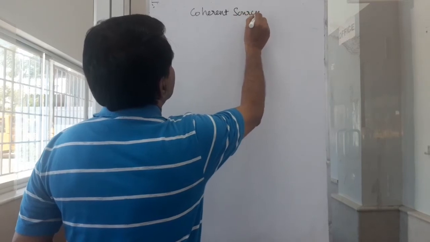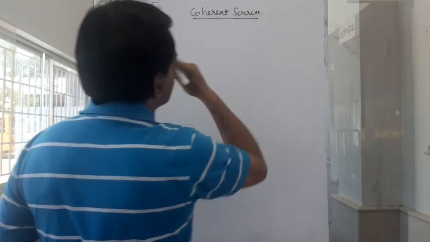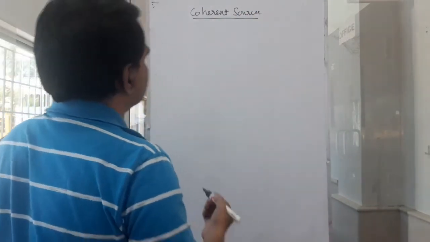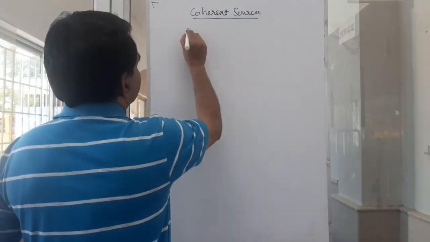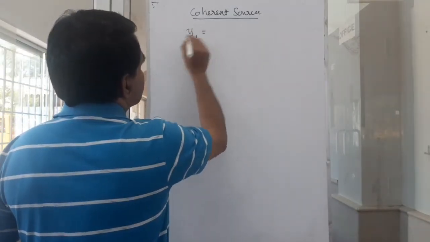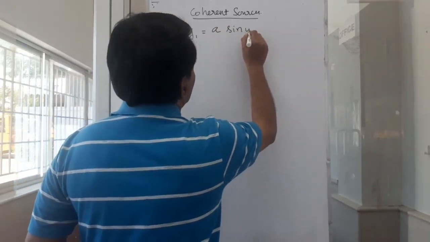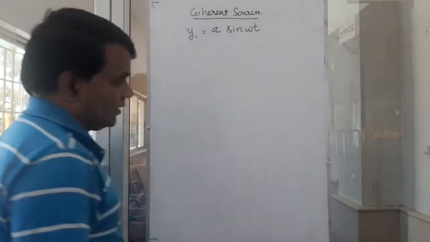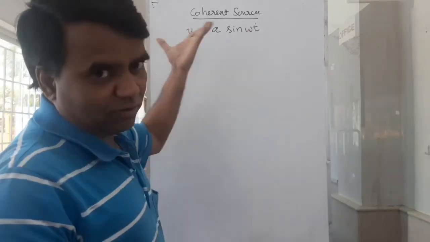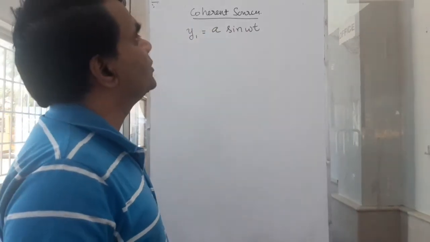Coherent sources. So let us say the first one is y1 equal to, say, a sine omega t. That's the first source. That's S1, right? So that's the first source.